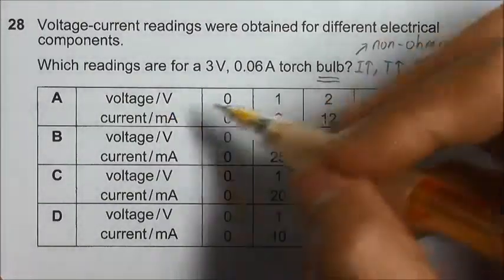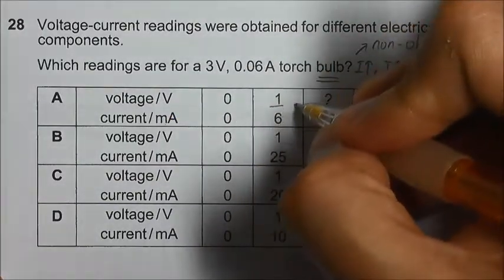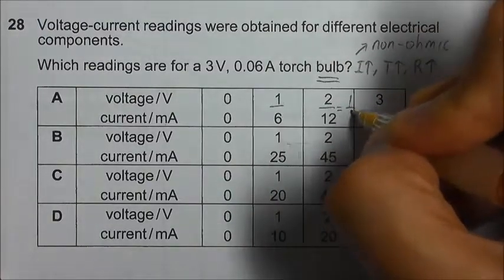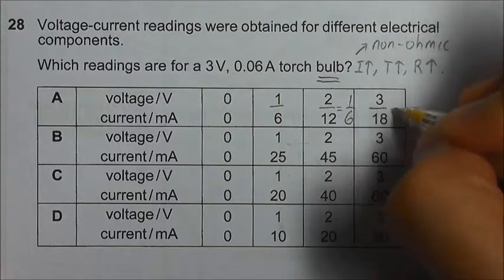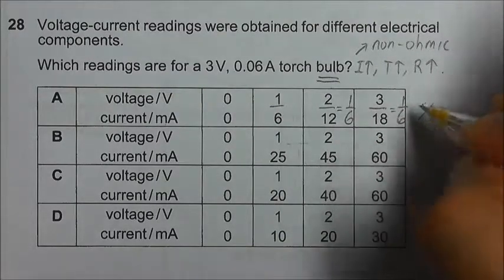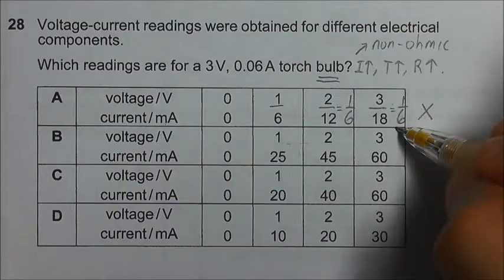Take voltage divided by current. This one we will get 1 over 6. For this we get 2 over 12, simplify it, 1 over 6. 3 over 18, we get 1 over 6. So this is not the answer because the resistance value stayed constant.